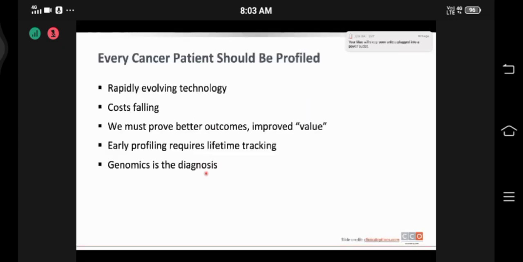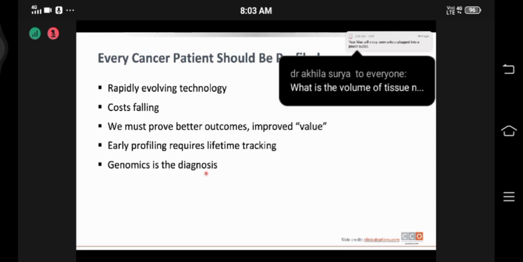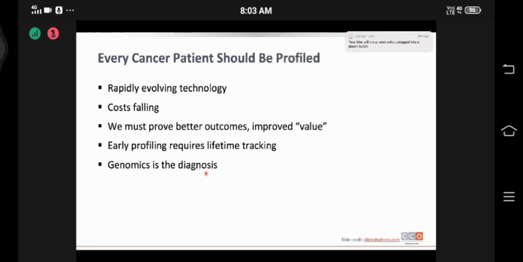And every patient in our country is also going to be able to afford it sooner than later. Let's say 5 years down the line, we are talking about a CGP test which started at almost two and a half lakhs, and now we are looking at tests which are available for even 20 to 30,000. So that is the most important thing. The availability and the cost is going to rapidly decline as we go along. So that makes it very important for us to know which test to order at what time.